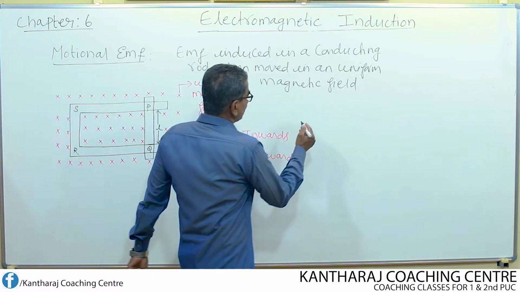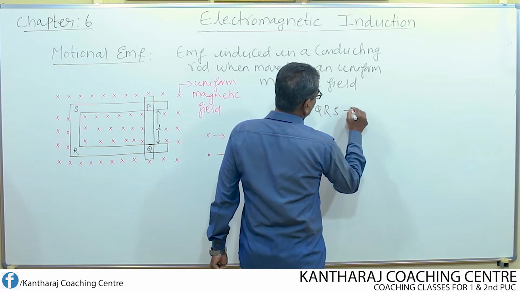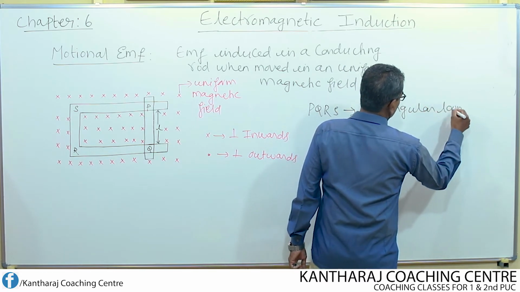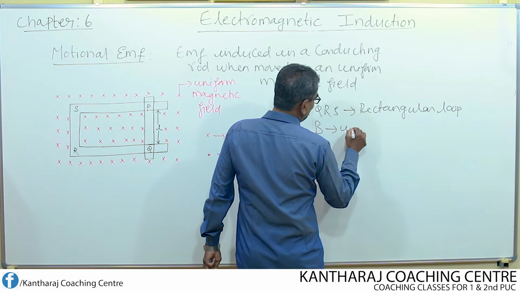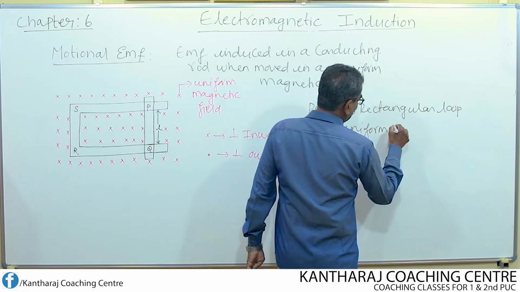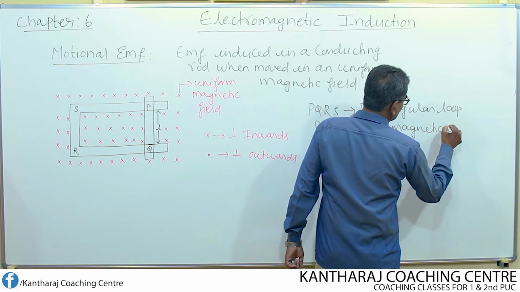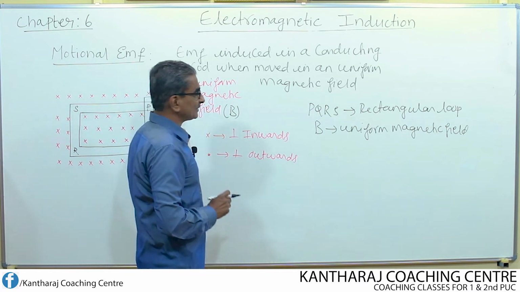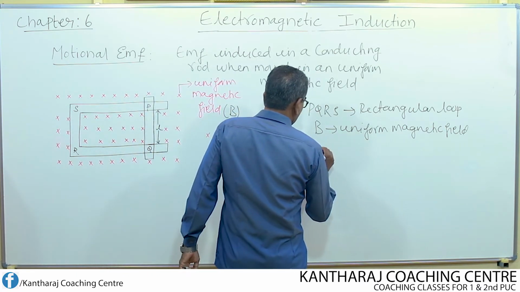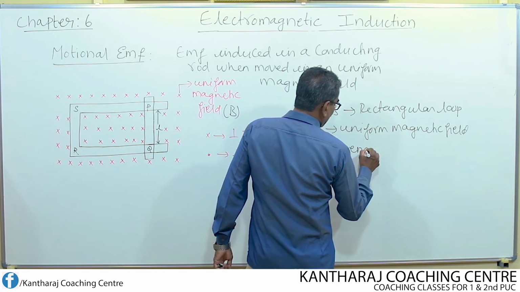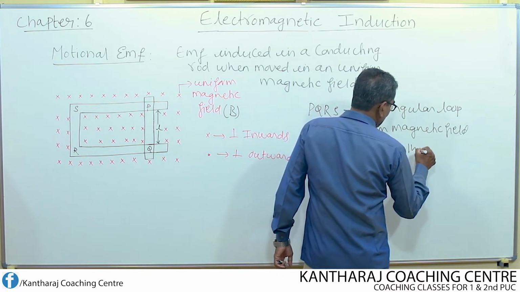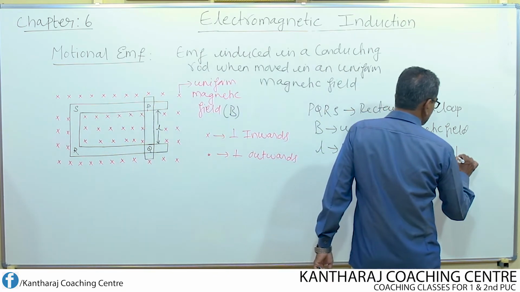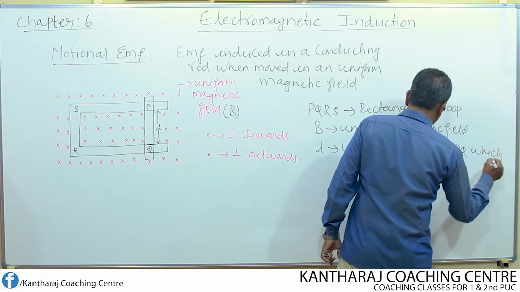So PQRS is nothing but a rectangular loop. B is nothing but a uniform magnetic field, directed inwards. Then let L be the length of the rod PQ, which is movable.